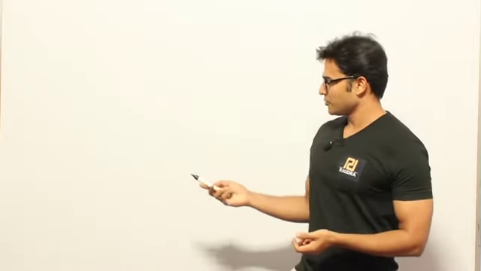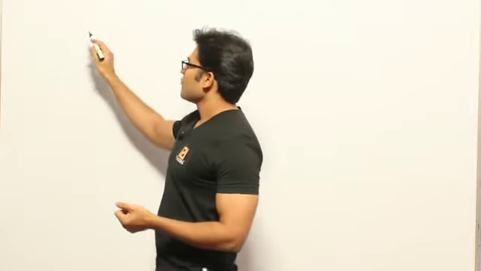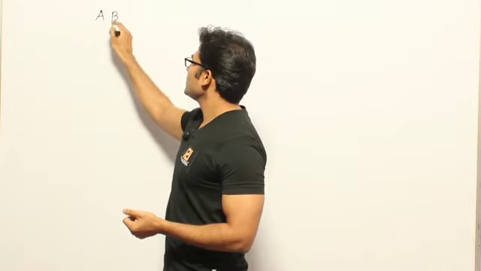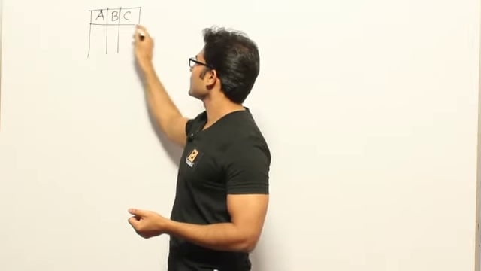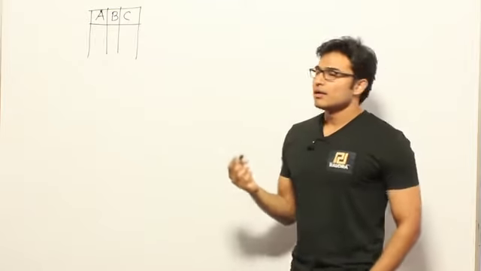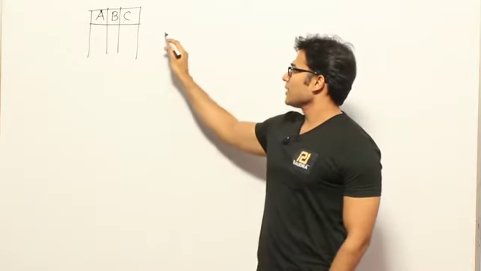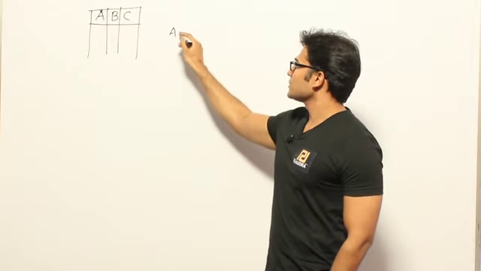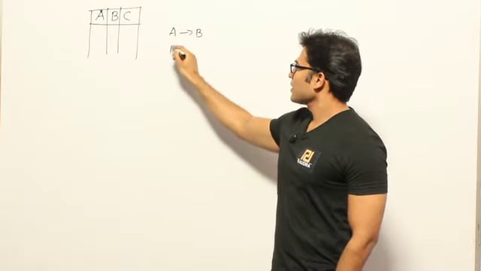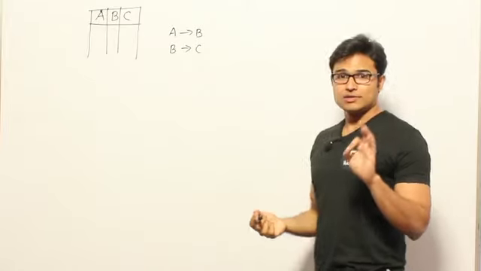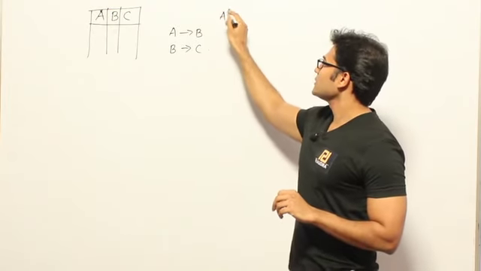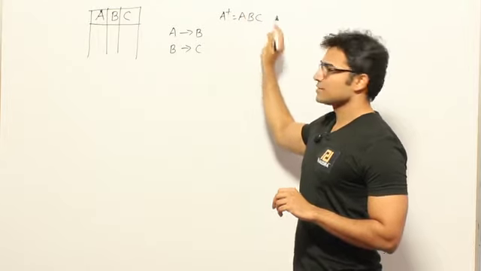I'll just take an example and show you how a table in second normal form is not going to guarantee 100% redundancy elimination. Okay, so let us assume that we have a table with A, B and C, three attributes. Now let's say the FDs which are applicable on this are like this: A determines B and B determines C. Now if you look at these dependencies and try to find out the candidate key, you will see that A is a candidate key because A plus is going to be A, B and C, right?